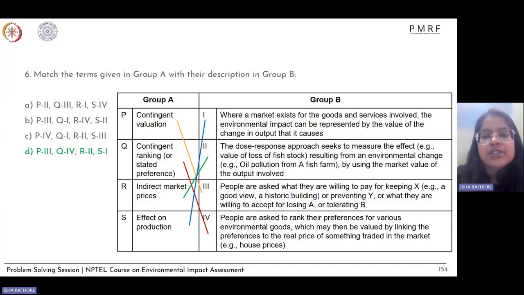And then effect on production is when the market exists for the goods and services involved. The environmental impact can be represented by the value of the change in output that it causes. So S matches with 1. So the correct answer is D, that is P matches with 3, Q matches with 4, R matches with 2, and S matches with 1.